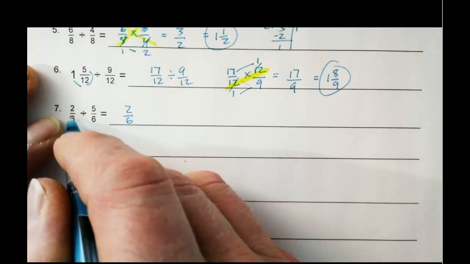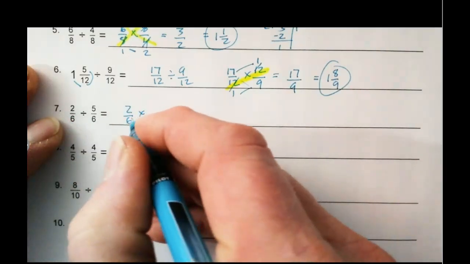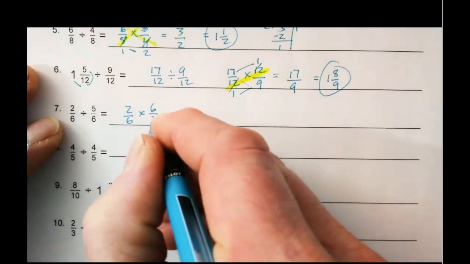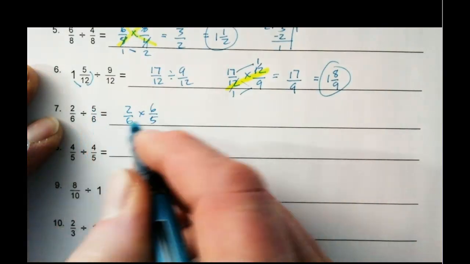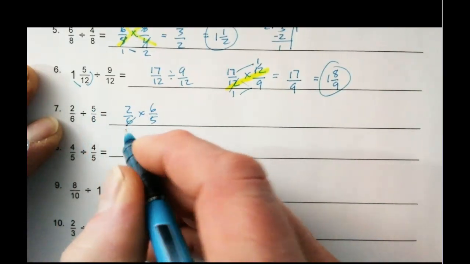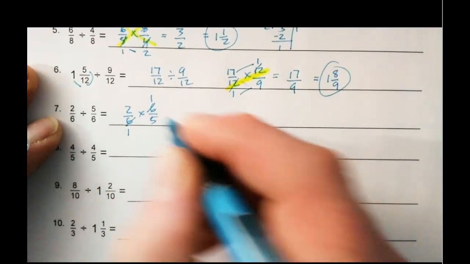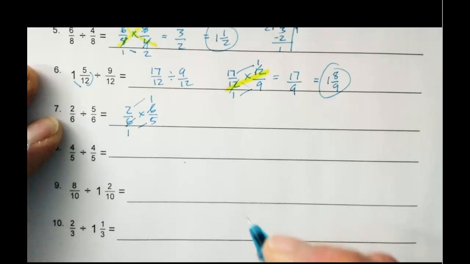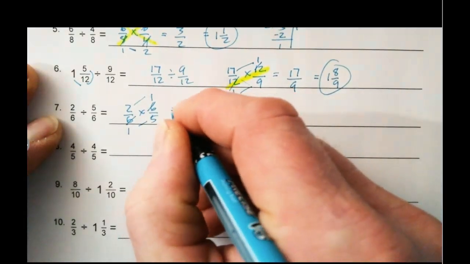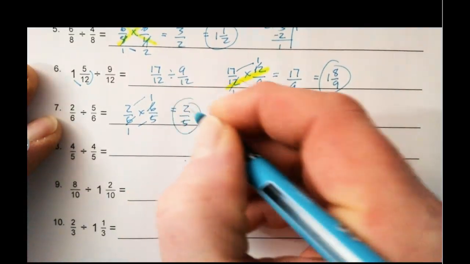So this one here, I'm just going to do the keep change flip. Keep it, change it, flip it. See, it was 5/6. Now it's 6/5. Divide by 6, it's 1. Divide by 6, it's 1. I can't do anything with 2 and 5. Multiply this dude across. You got, looks like you have 2 on the top and 5 on the bottom. 2/5.